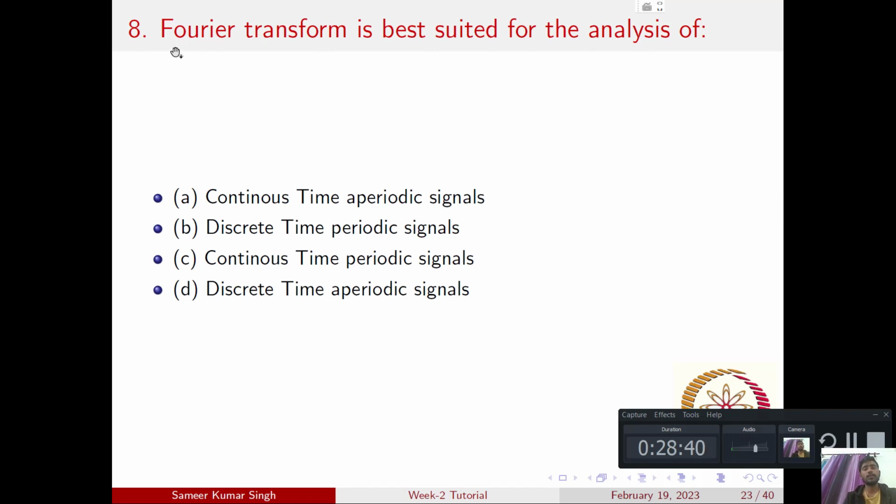Next, we have a theoretical question. The question is, the Fourier transform is best suited for the analysis of which of four options: continuous time aperiodic signal, discrete time periodic signal, continuous time periodic signal, or discrete time aperiodic signal.